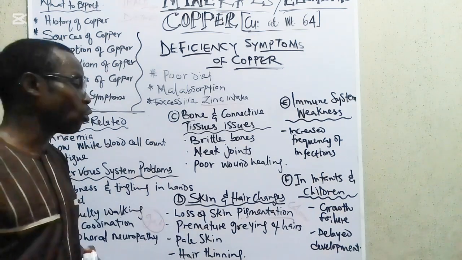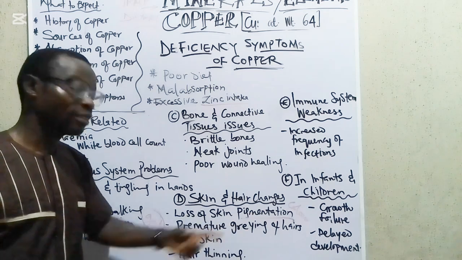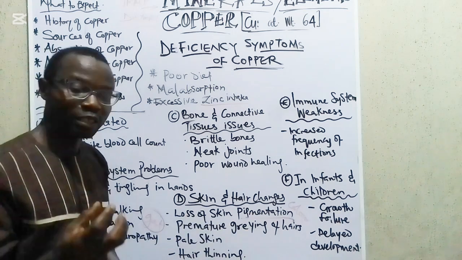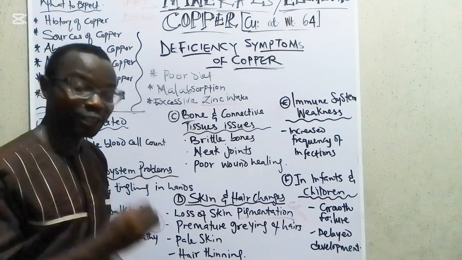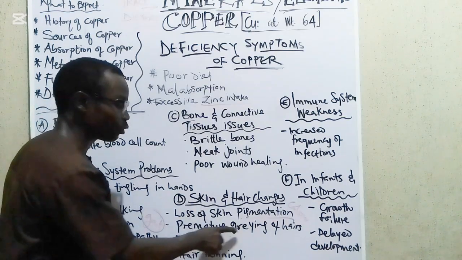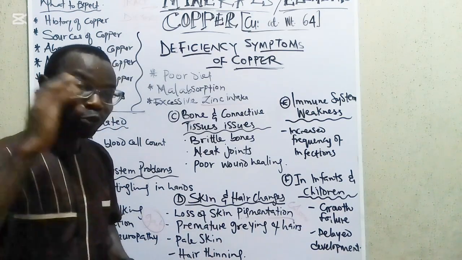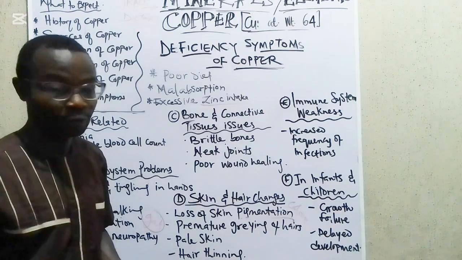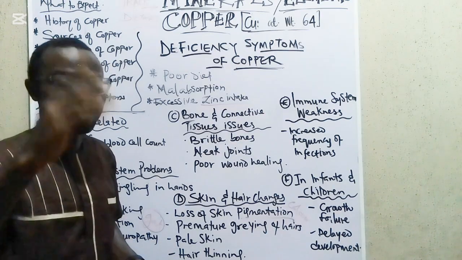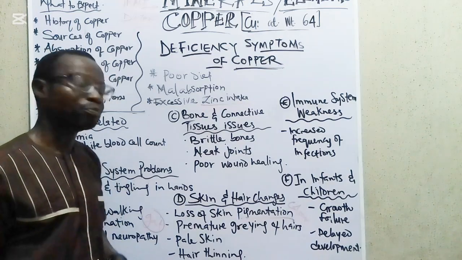Also premature graying of the hair, still related. Once the body is not able to produce melanin, that protein, it is going to cause premature graying of the hair. If it's a human, you start seeing the hair graying. And sometimes these things are genetic. Some people begin to gray faster than others.